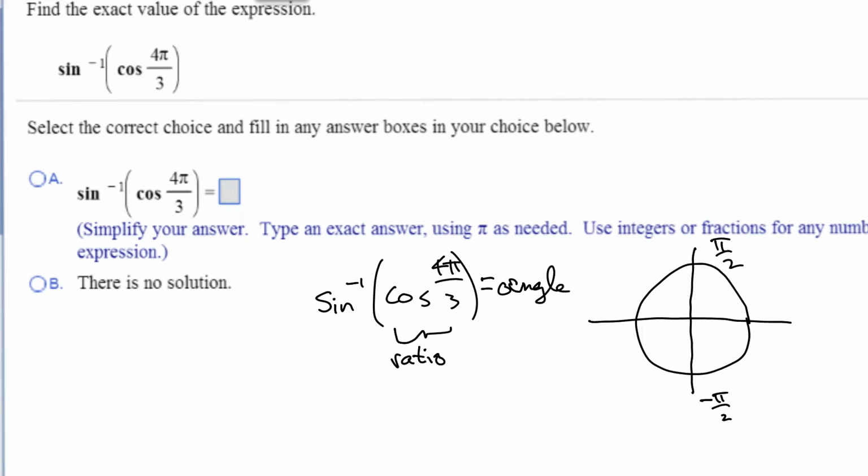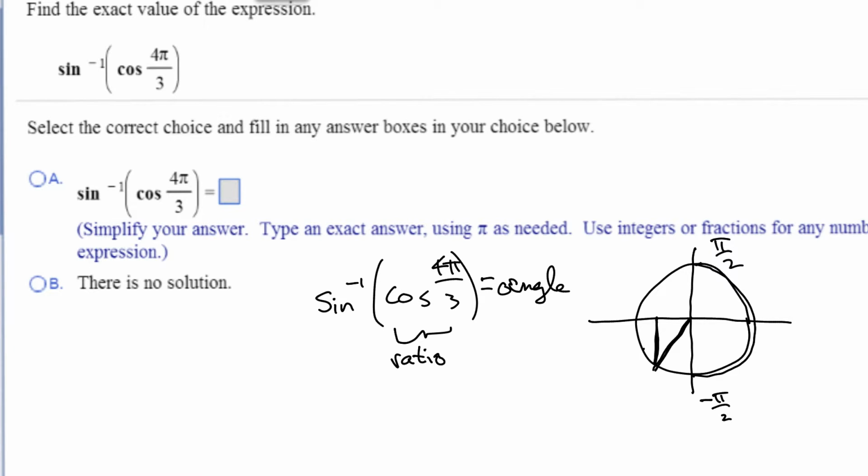But we have something going on here. With the cosine of 4 pi over 3, that angle 4 pi over 3 is not over here on the right side. 4 pi over 3 is actually in quadrant 3. It's actually about there.